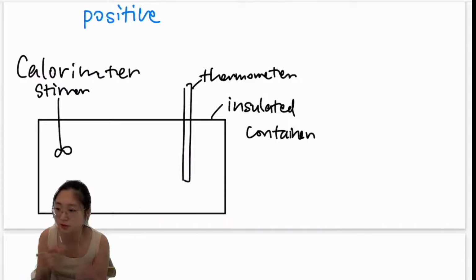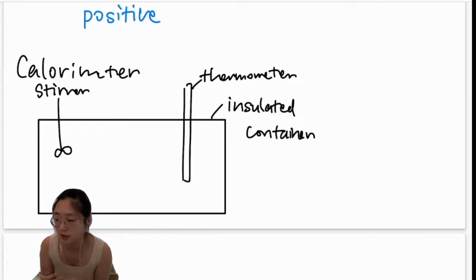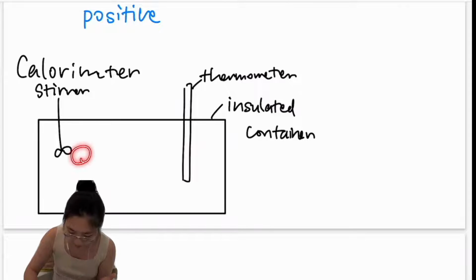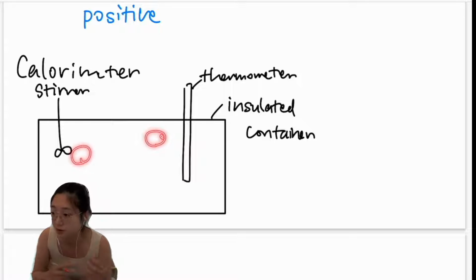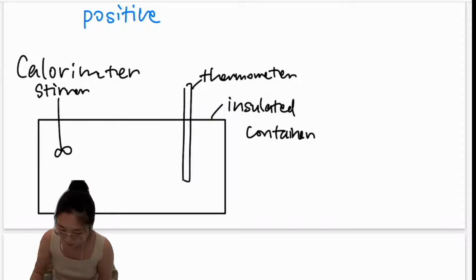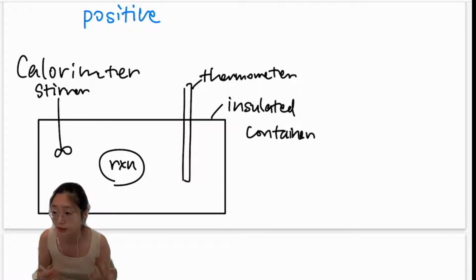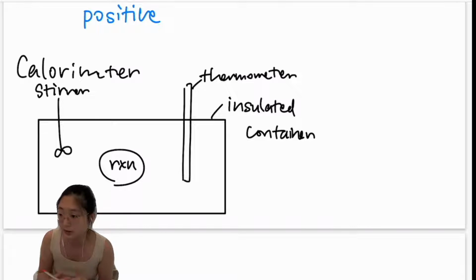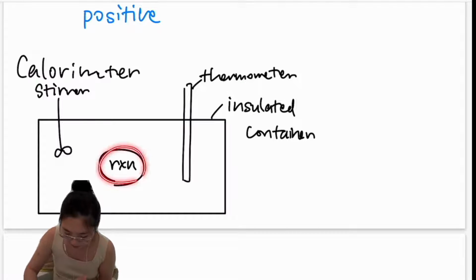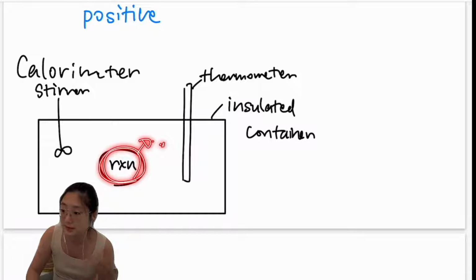A stirrer is just to make sure that all the water circulates and is mixed thoroughly, so that not one part of the water is heated up while the other parts are still cool. And then you will have another insulated container here, and inside you will have whatever reaction or process. So let's say this is a combustion reaction, then it's going to release heat. The amount of heat released is captured, or absorbed, by the water surrounding it.